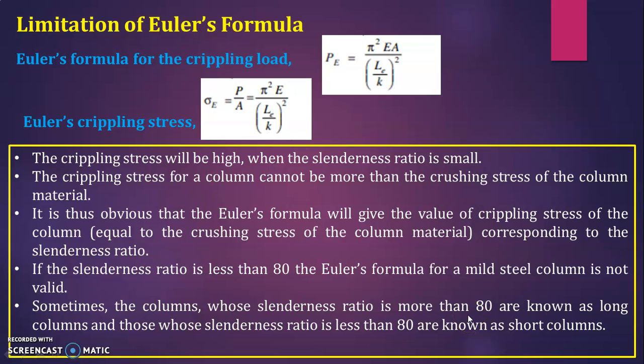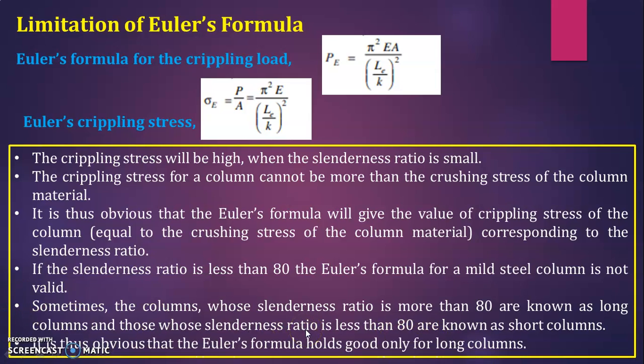I think I have mentioned this in the last theory class. If the slenderness ratio is more than 80, they are known as long columns. If it is less than 80, they are known as short columns. And it is thus obvious that Euler's formula holds good only for long columns. This you should remember. Euler's crippling load is used only for long columns.